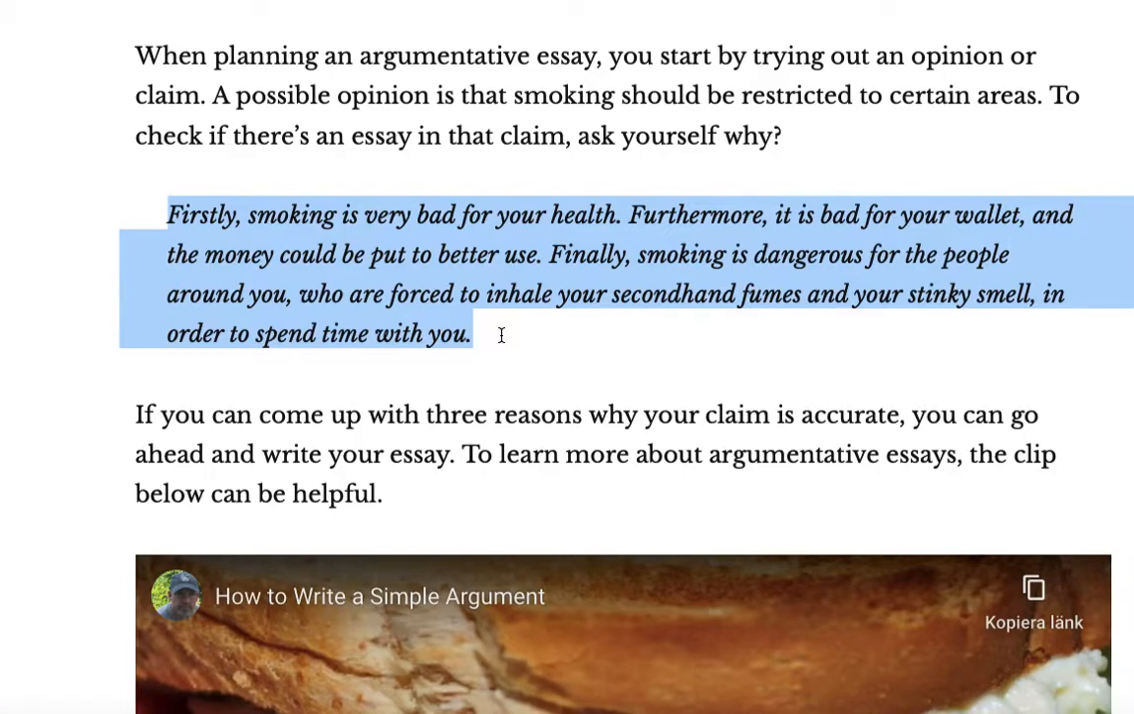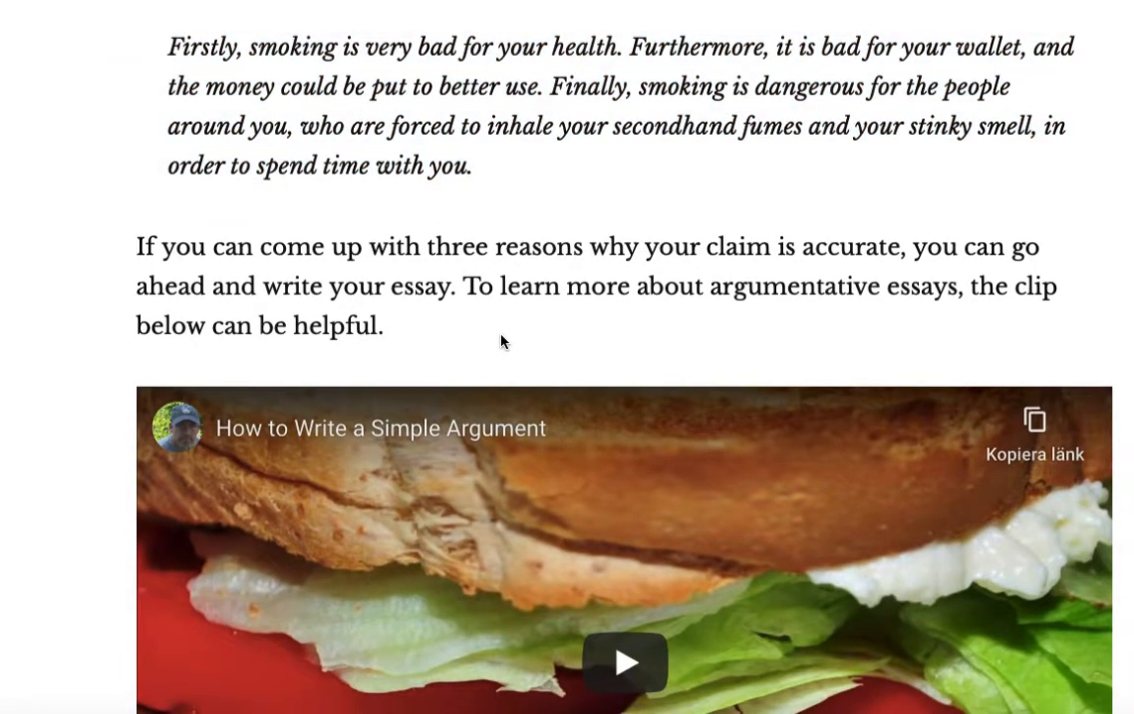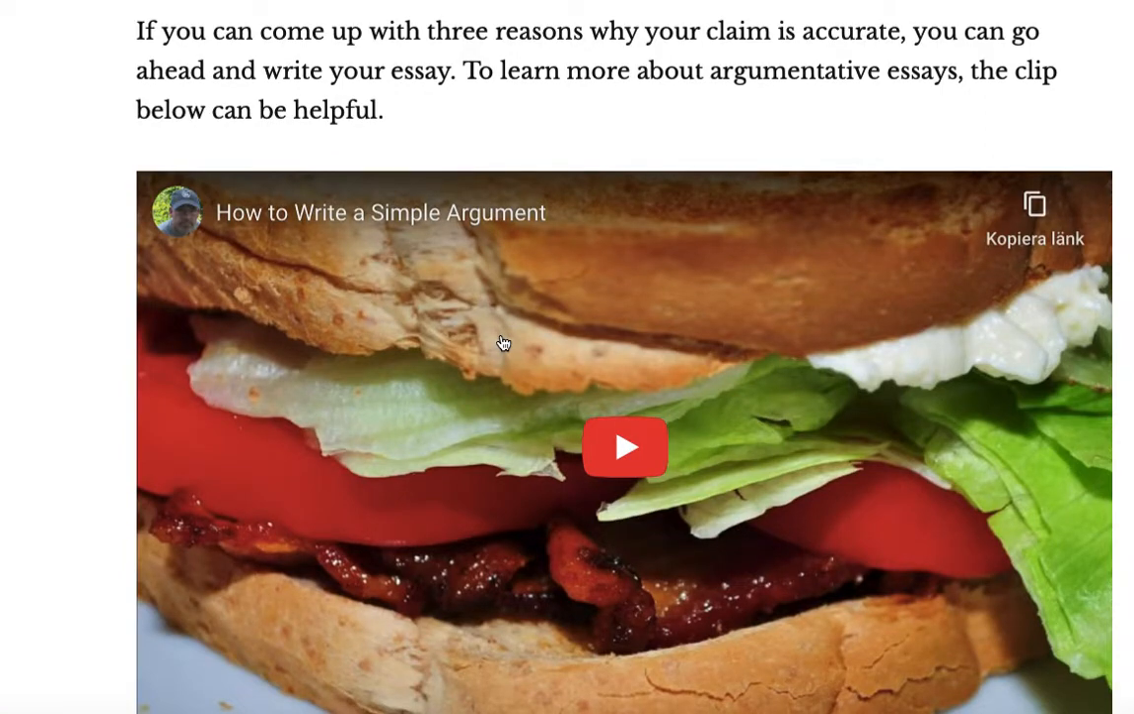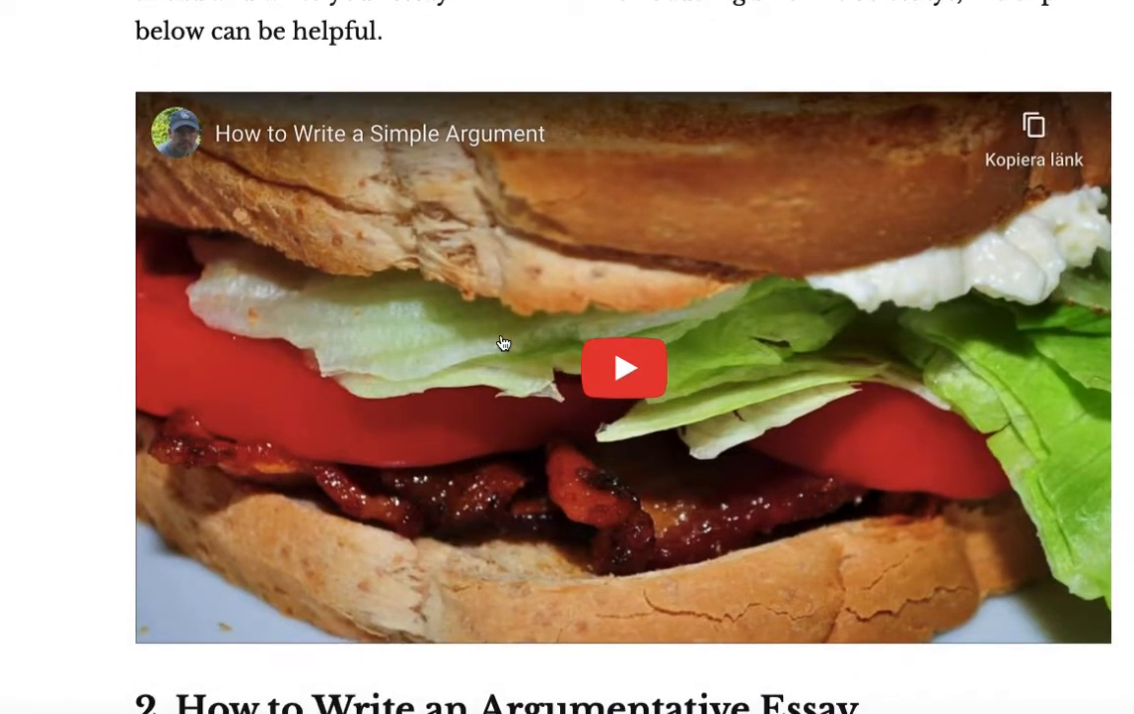Finally, smoking is dangerous for the people around you who are forced to inhale your fumes and your stinky smell in order to spend time with you. So here are 3 reasons why smoking should be restricted. So it's going to be possible to make an essay out of this, right? If you want to learn more about writing argumentative essays, you can pause this clip and have a look at this clip on the page. Or you save that for later.